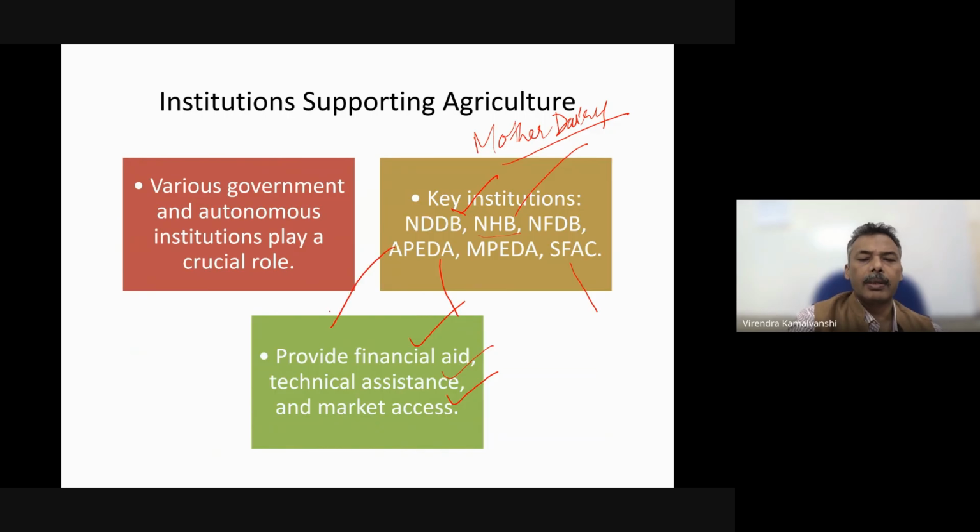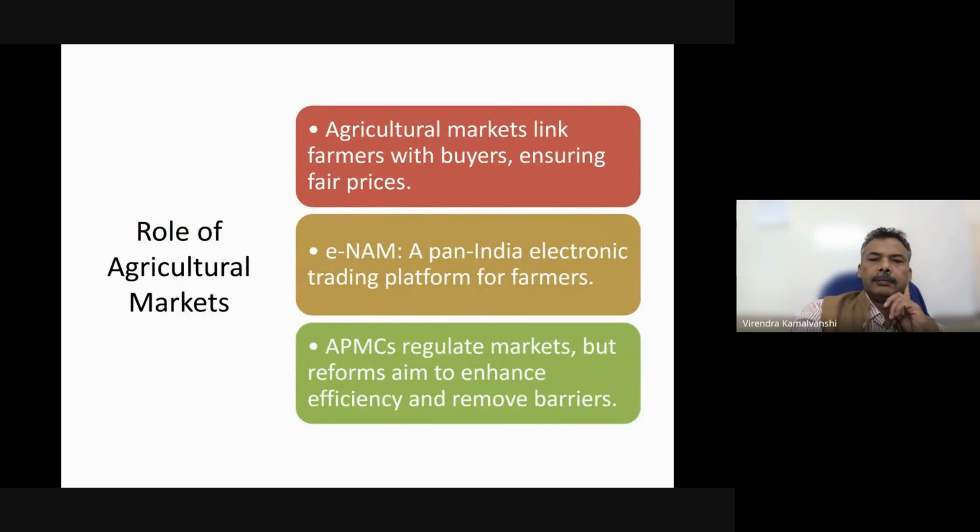Suppose if we talk about APEDA, APEDA keeps record of all the import and export of agricultural commodities. They also support farmers for exporting those commodities. Okay, so they have a complete package for that. Suppose any farmer has a good amount of any crop available, which is quite in demand outside, they can take the help of APEDA for export. Then already APMC, okay.